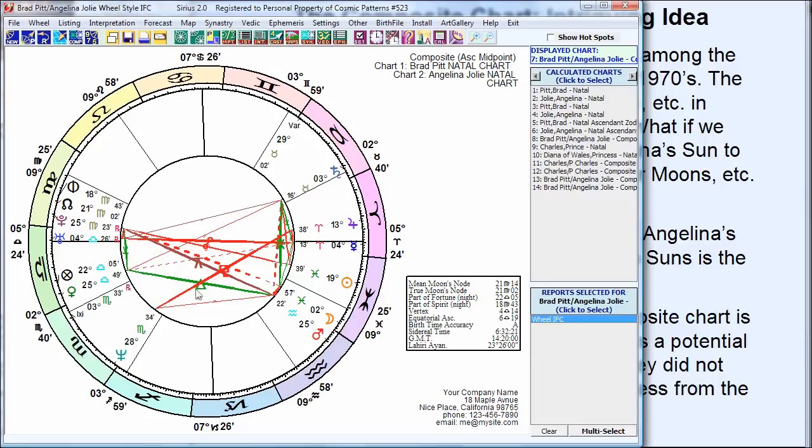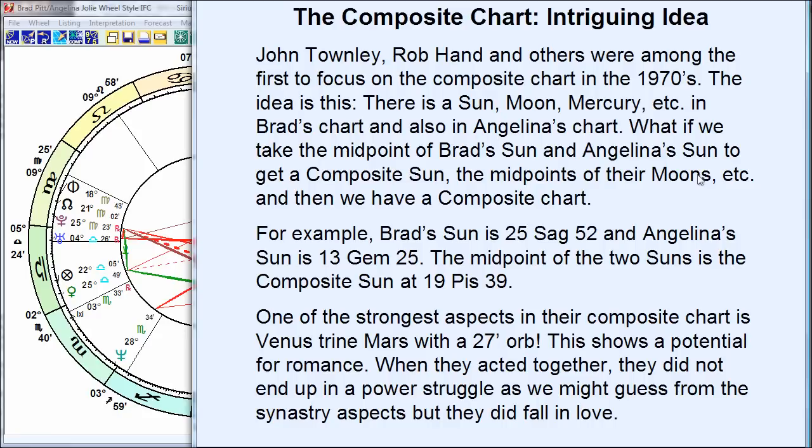So that's the idea of the composite chart. And if there happen to be aspects that are really exact, they seem to dominate the whole relationship and be the main thing that the relationship is all about. It was weird to me, even though I believe in midpoints, but interviewing thousands of people over and over again seemed to be the case.